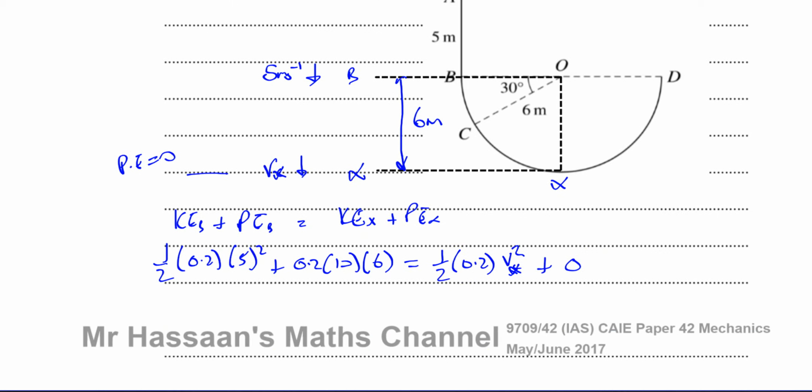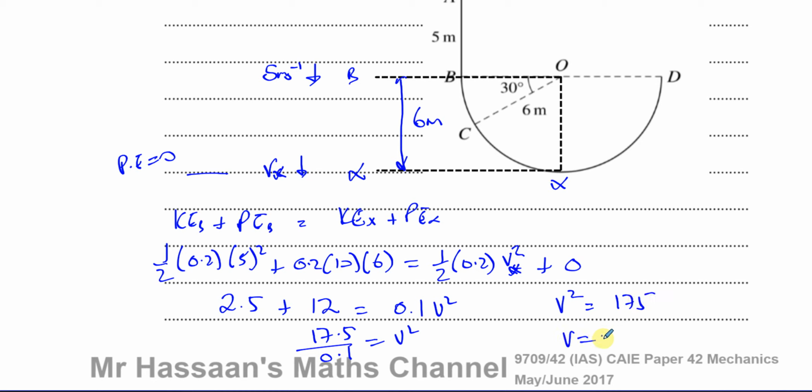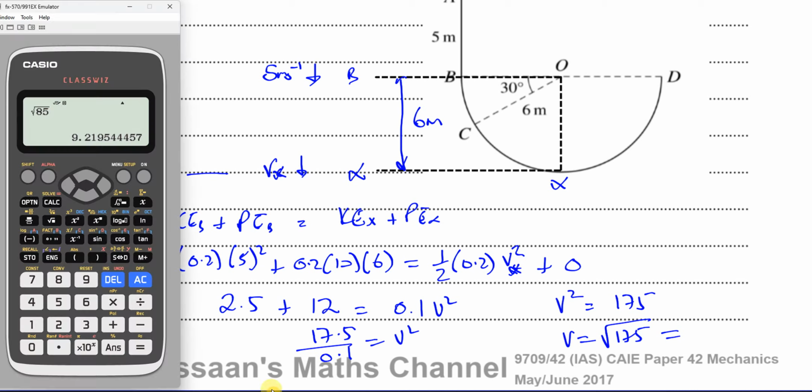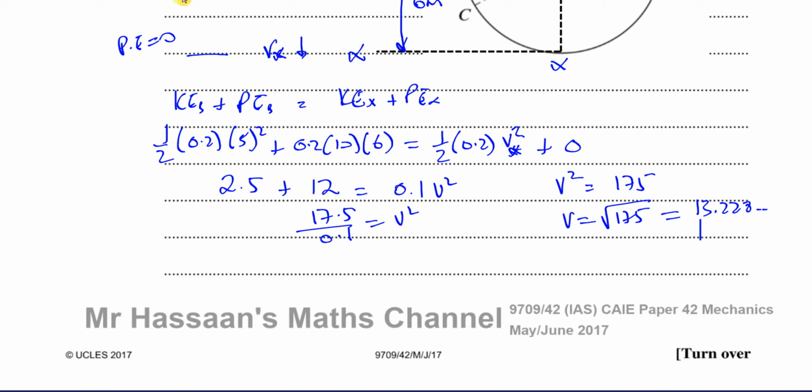So when I sort this out, I should get my answer. We're going to have a half times 0.2, that's 0.1, times 5 squared, that's 2.5, plus 2 times 6, which is 12, equals 0.1 v squared. So that's 17.5 over 0.1 equals v squared. Multiplying both by 10, v squared is equal to 175. So v is equal to the square root of 175, which gives us 5 root 7, which is 13.228. So the greatest speed is going to be 13.2 meters per second.